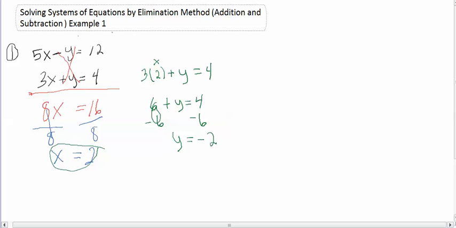So my ordered pair, again, that's what we're trying to find, an ordered pair that will make both of these equations true, is my x is going to be 2, my y is going to be -2. Okay, now I want to just prove that what we did is true. I'm going to take each of these and plug them in. You don't have to do this each time, but I'm just going to do it now for learning purposes.